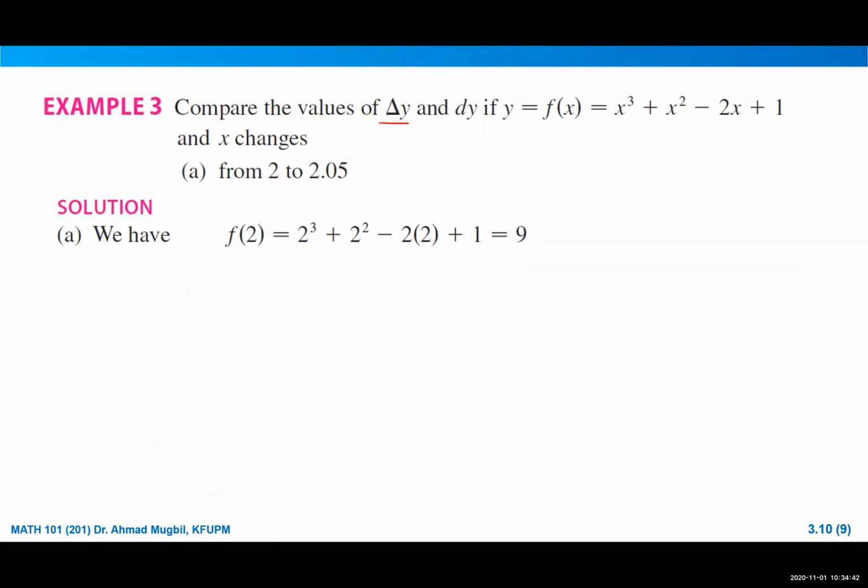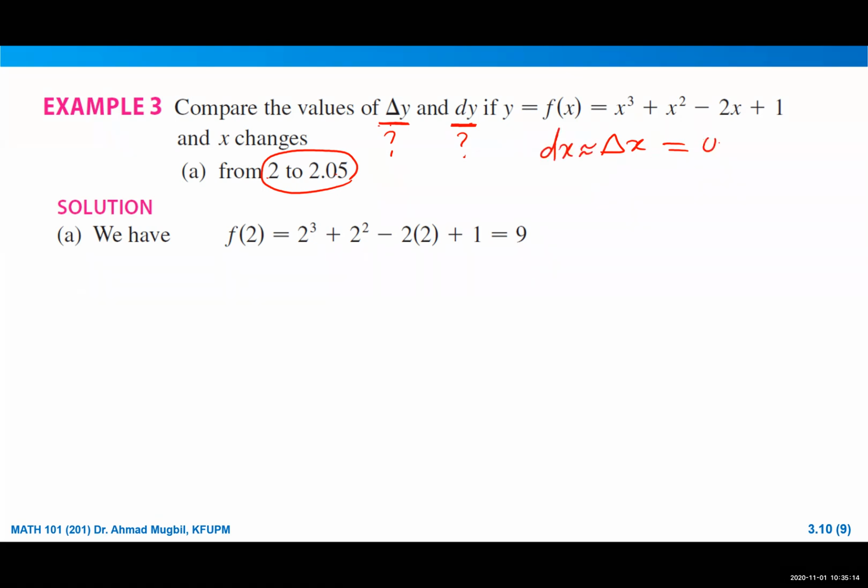Compare the values of delta y and dy. Look, they are not the same. They are approximately the same. So we need to find this, and we need to find this, and this is the function. And we need to compare them when x changes from 2 to 2.05. So what can we conclude from here, Shabab? What is delta x? 0.05. Yes, the difference from here to here. So it is approximately dx, by the way.